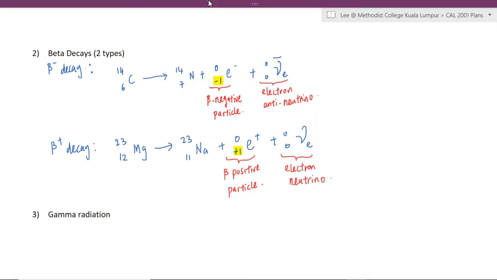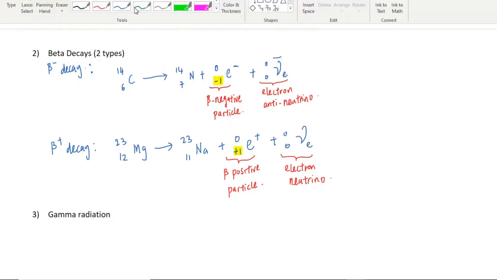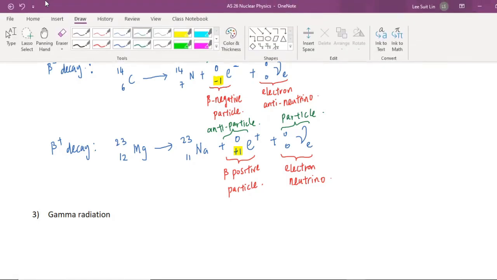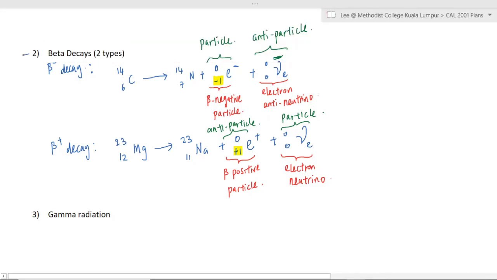Now what I would like you to notice is that these things come in pairs. For example, the beta negative particle is a legit particle, it's an electron, so the anti-neutrino is an anti-particle. The pair comes together, one particle, one anti-particle. For example, the positron is an anti-electron, or an anti-particle, and the neutrino is a particle. They come in pairs because there's another number to balance. Again, we'll see it later in the second lecture.